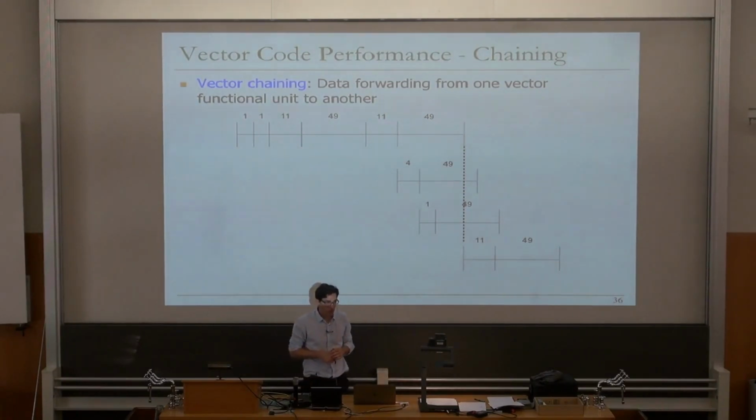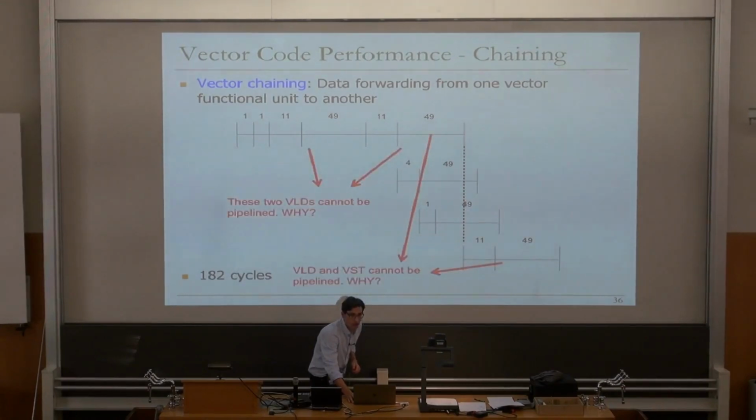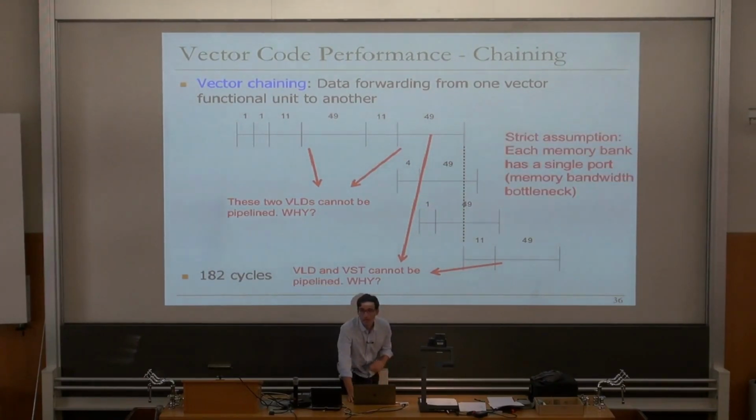But why can't we start right here? Why should we wait until here? Because the functional unit is busy. Because the load unit, the unit that is accessing memory, is still busy generating addresses for this vector load, because we have one single memory port. Okay? So we can do it better if we add more memory ports in our bank.